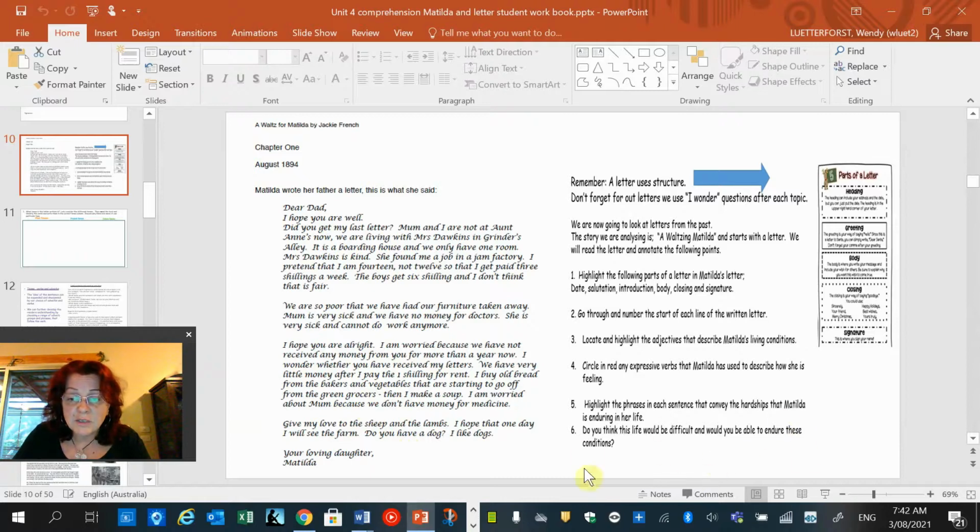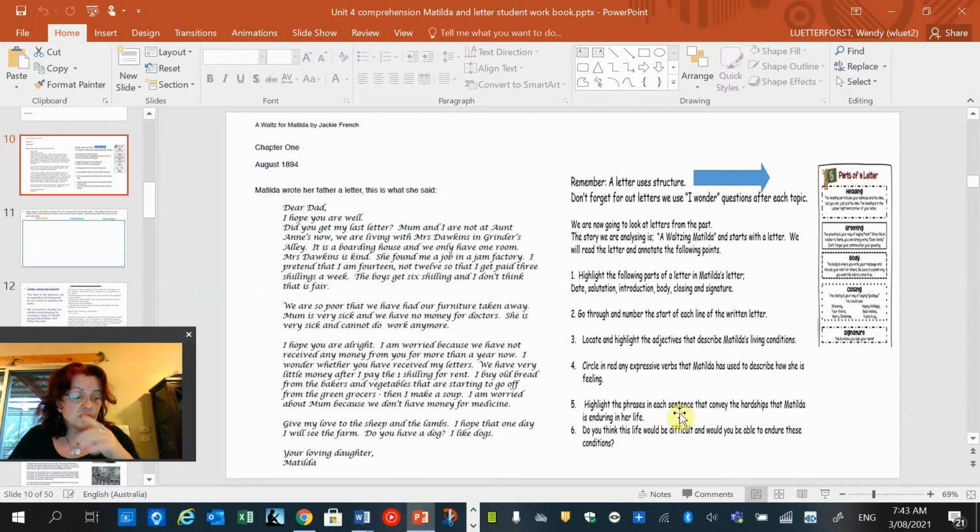Now, this last question is, how do you think this life would be difficult, and would you be able to endure these conditions? Endure meaning, would you be able to keep going and show resilience and just keep going for as long as you need to? And that's a question that keeps coming up in this novel. Can you endure it? And it's actually in your comprehension test, so it's really good to start getting your head around it now.